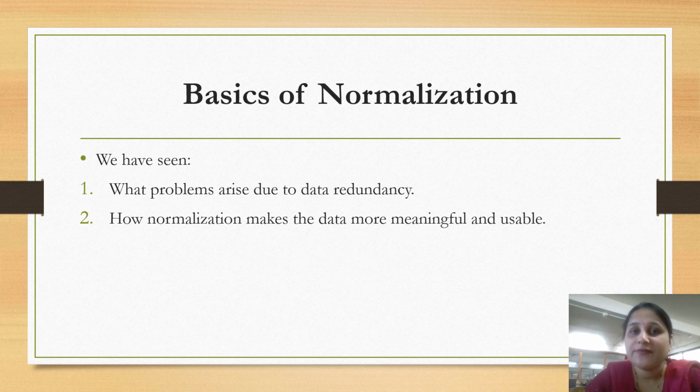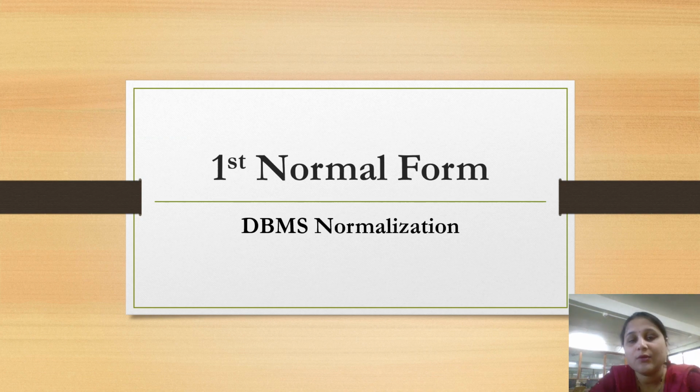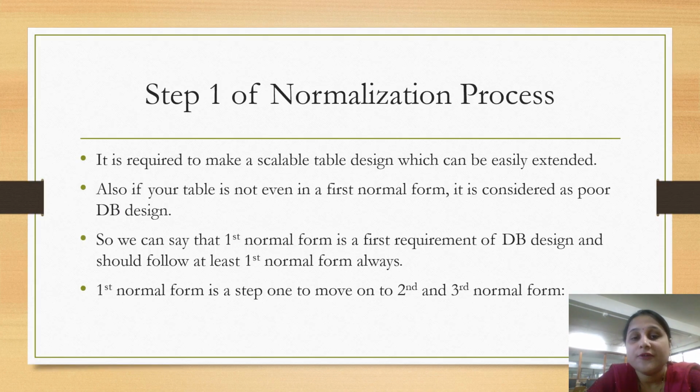Now today we will start with the first normal form in DBMS normalization. First normal form is nothing but step 1 of the normalization process. It is the first step when you start with your normalization. It is required to make a scalable table design which can be easily extended. You have to design a scalable table. For that you at least need the first normal form to be applied onto your database.